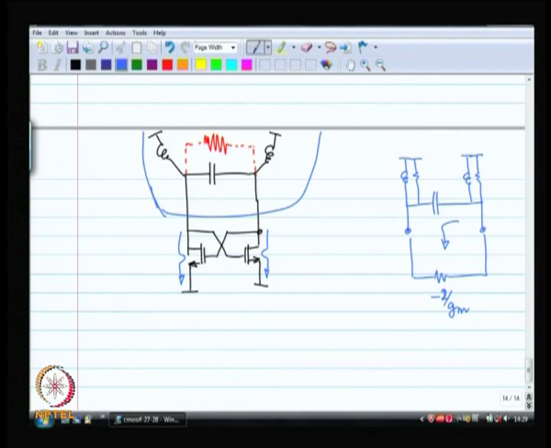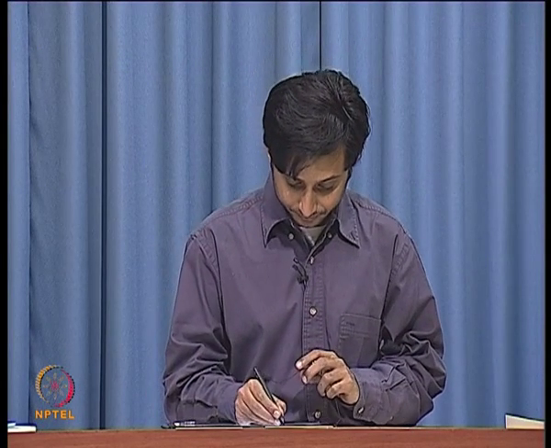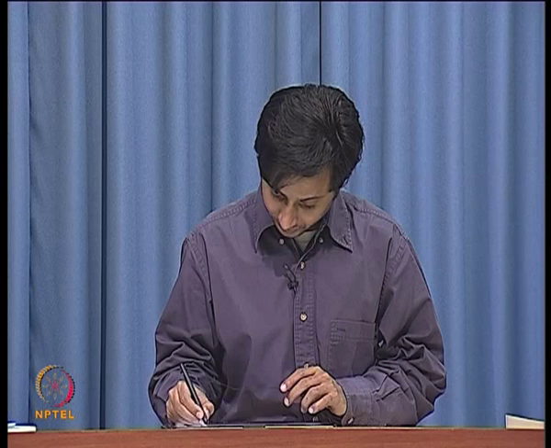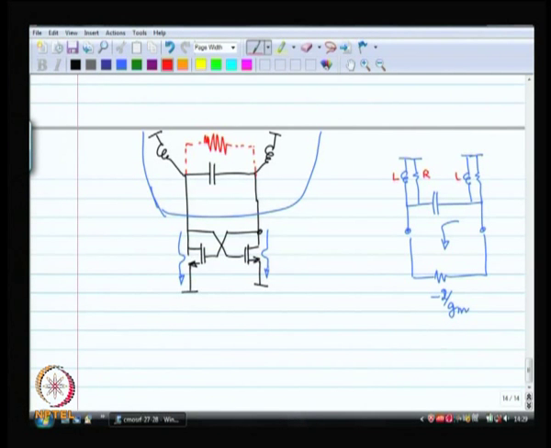Okay. So, now if you want to break this into a differential mode half circuit, then suppose this is R, this is L, this is L, this is R, and this is C. How do you break it into a differential mode half circuit? First you have to break the cross components. So, the cross components can be broken into series components.